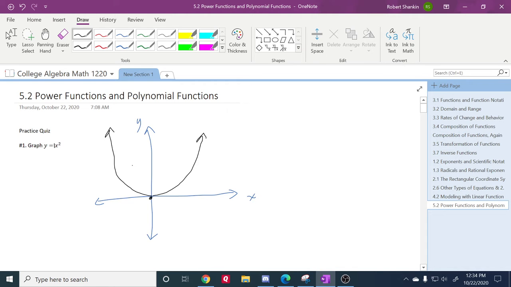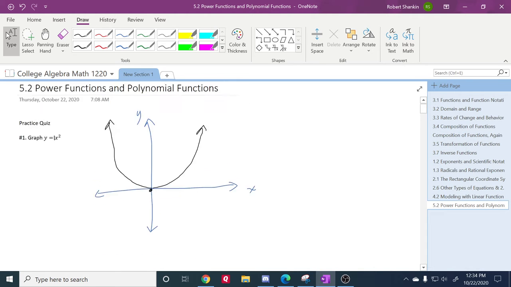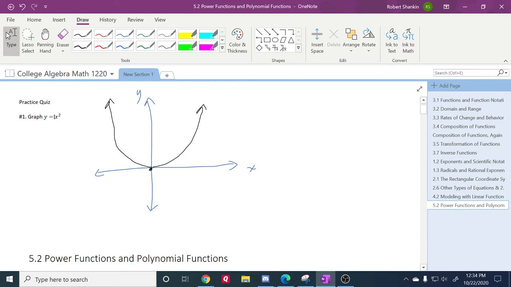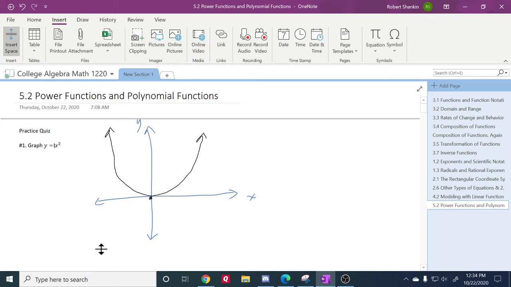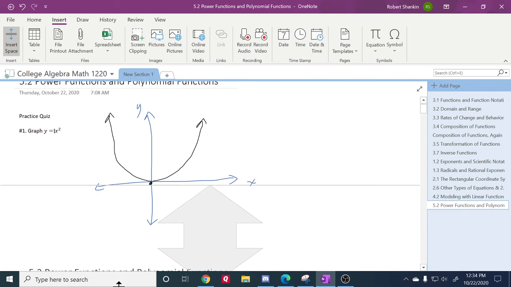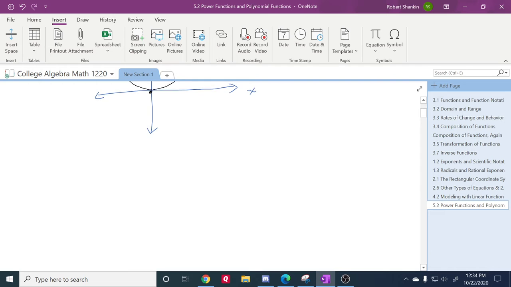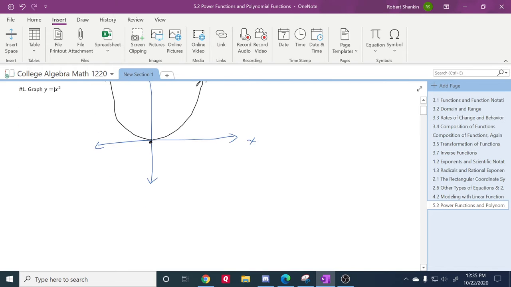We're going to go into a lot of details about polynomial functions today, power functions and polynomial functions. But it's kind of a long section, so it's a very short practice quiz today. Are there questions on homework or any other questions?